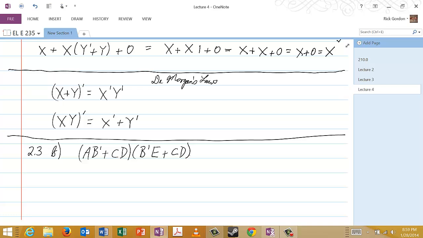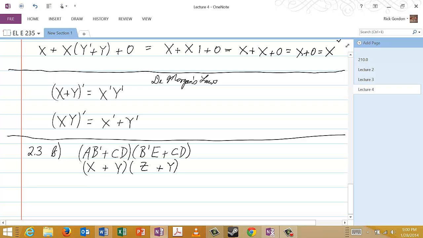So we have, well, let's see. Maybe we should be a little more careful, because if you look at this, actually we might be able to make more progress. Rather than multiplying it out, we notice something. If I replace AB prime by X, and CD by Y, and I replace B prime E by Z, and then CD once again is Y, I can make this shorter.